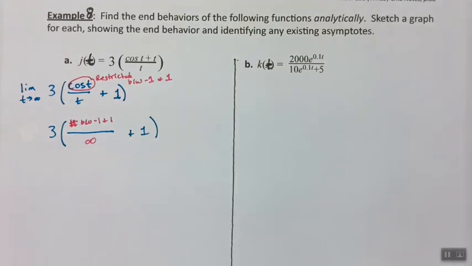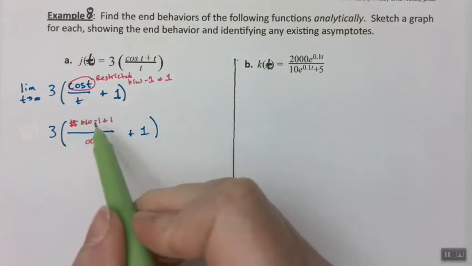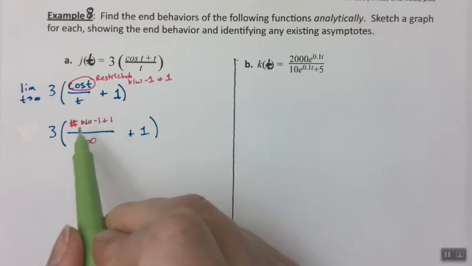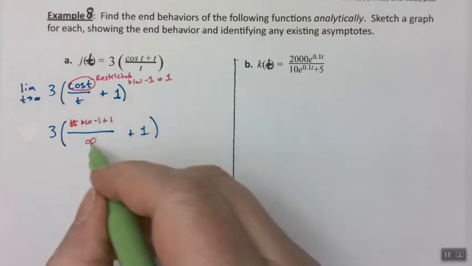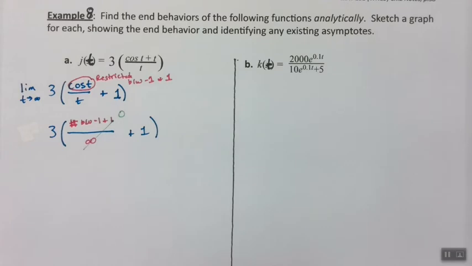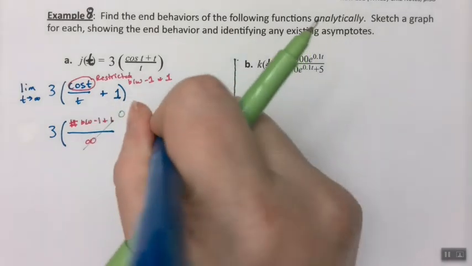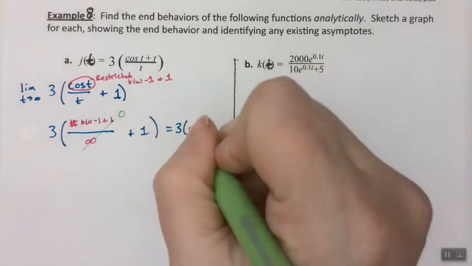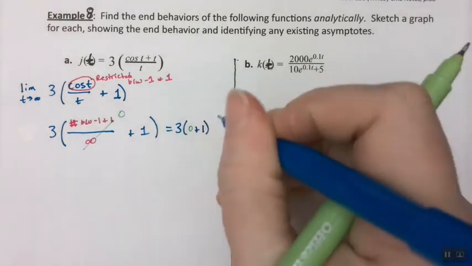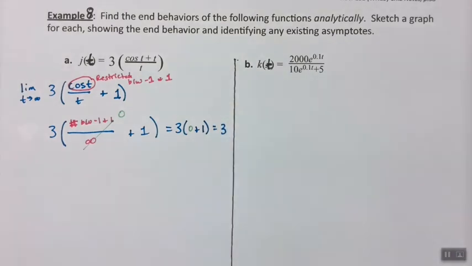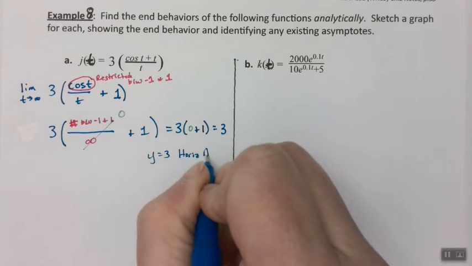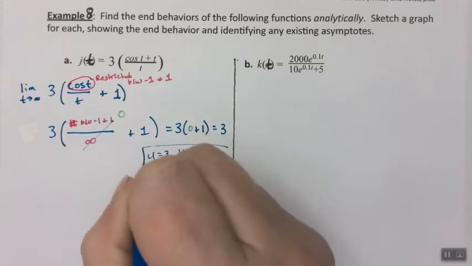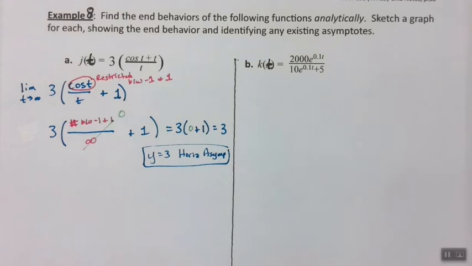Okay, well, what's going to happen over here is whatever number this is, or actually it's infinitely many numbers, but it's restricted, right? It's going to be very, very small. It's a small number. A small number divided by infinity is big fat 0. So this is 3 times 0 plus 1, which last time I looked, 0 plus 1 is 1, and 3 times 1 is 3. So that means that I have a horizontal asymptote at y equals 3. And I just proved it analytically, more or less.